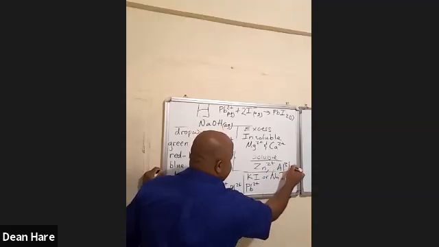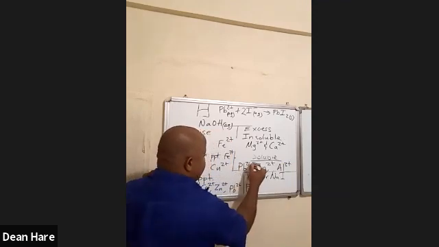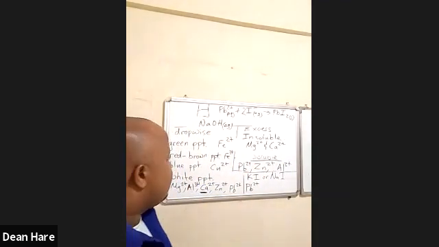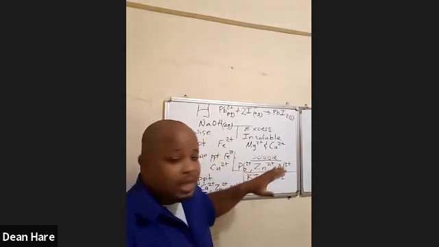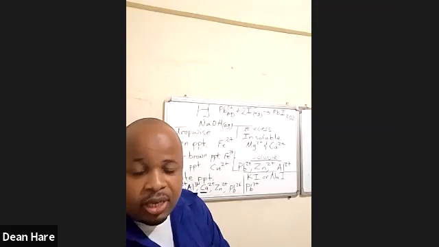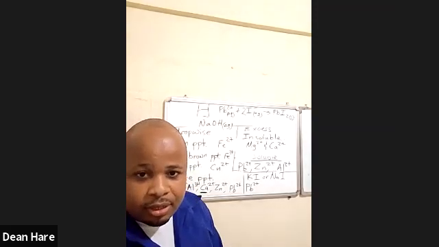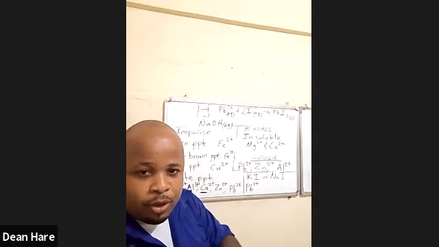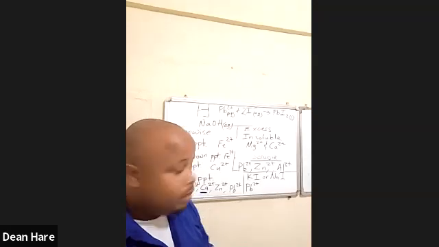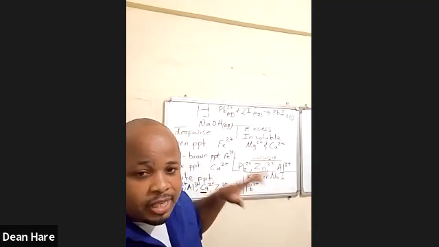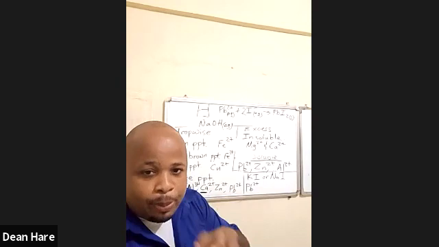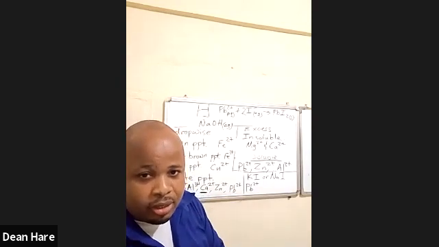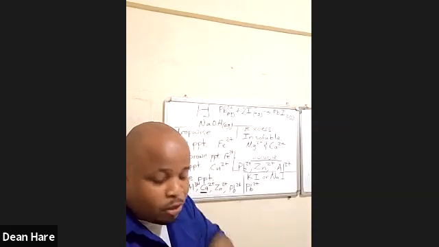zinc, aluminum, or lead. So what you need to remember is that zinc, aluminum, and lead are soluble in excess sodium hydroxide. Meaning, once you add sodium hydroxide in excess, the white precipitate that is formed will dissolve. Magnesium and calcium are insoluble. That means it doesn't matter how much sodium hydroxide you are adding, the white precipitate is going to remain. It will not disappear. It is going to stay.